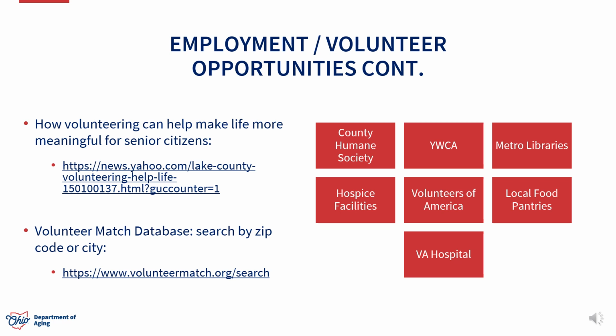As a provider, they could find a few opportunities and post them on a community bulletin board to help meet this requirement. And then finally, we list out some local organizations where there could be some volunteer opportunities. A lot of them are located within many of our PAA areas. They could be metropolitan libraries, Volunteers of America, hospice facilities, VA hospitals, local food pantries, or the County Humane Society.